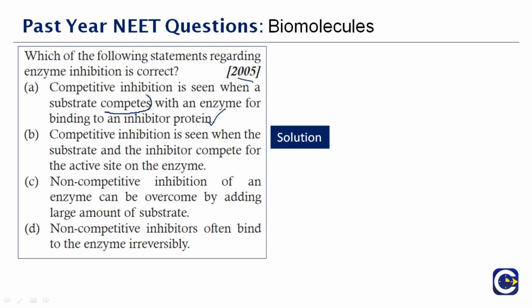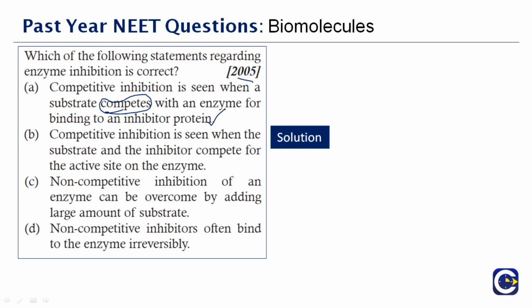Is it right? It will compete. But what else does it do here? It competes, that is right. But apart from that, you also have something which is wrong here. With an enzyme for binding to an inhibitor protein, does it bind to an inhibitor protein there? No. Why does it compete there? Because of the absence of the dicarboxyl group. So just because it has to bind to an inhibitor protein, it will not compete. The compete is correct, but the rest of the part is wrong. Therefore, option A is not the right answer.